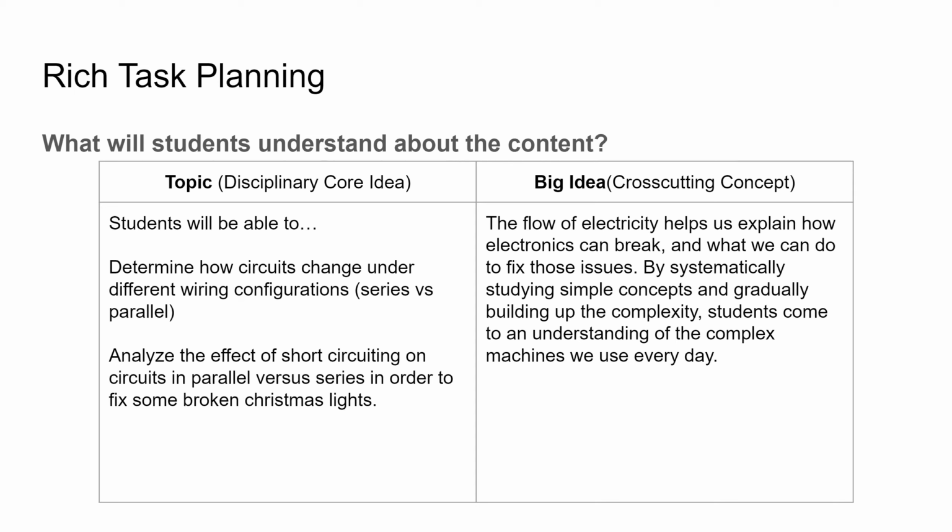And so through this lesson, the topic here is determining how circuits change under different wiring configurations, and analyzing the effect of short circuiting on circuits in parallel versus series in order to fix some broken Christmas lights. The big idea here is that the flow of electricity can help us explain how electronics break and what we can do to fix those issues.